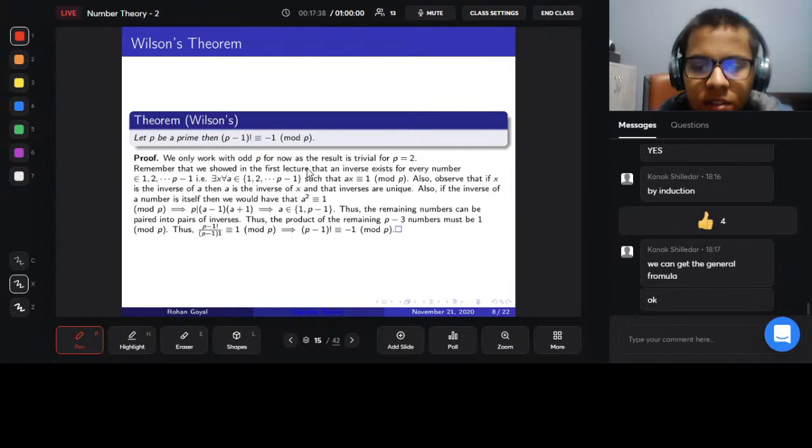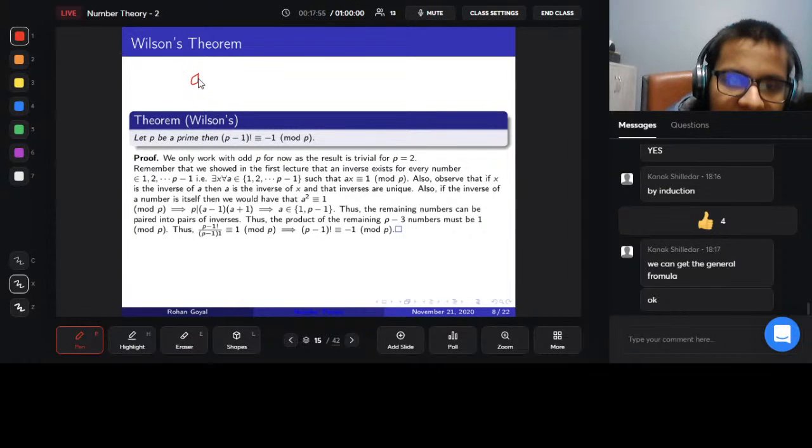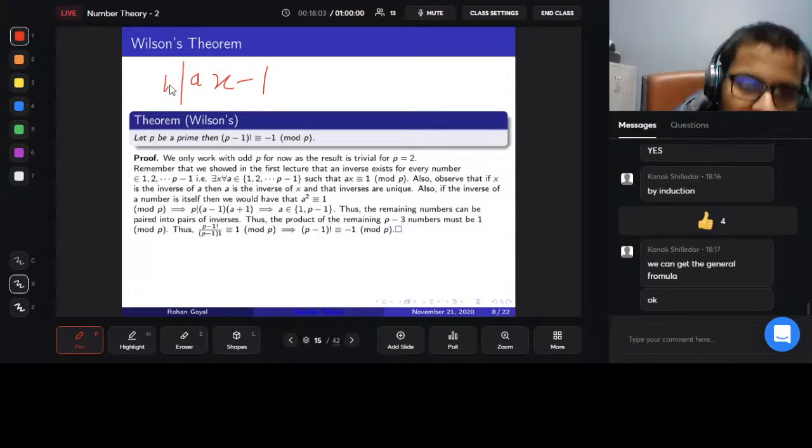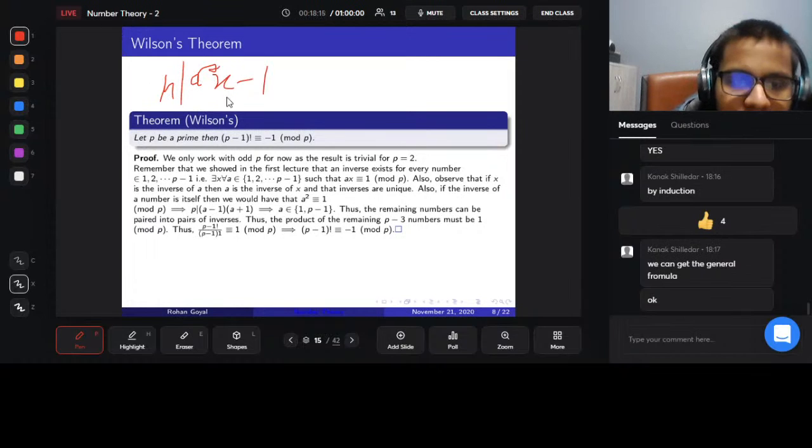So we only work for odd primes because for 2 it just means 1 plus 1 is divisible by 2. So remember for Bezout's theorem we had shown that for every a there exists x such that ax minus 1 is divisible by p, right? So if p divides ax minus 1, p also divides xa minus 1. So if for a the number is x, then for x you can find the number a.